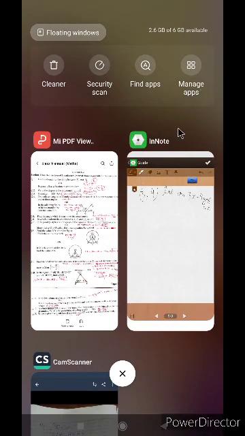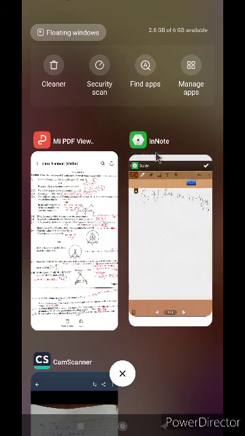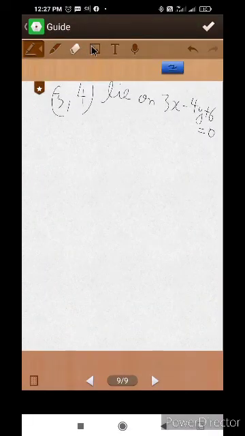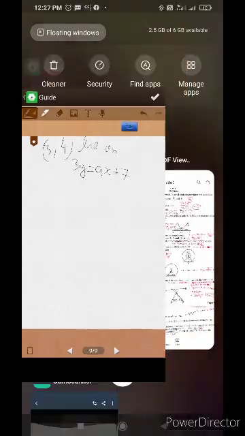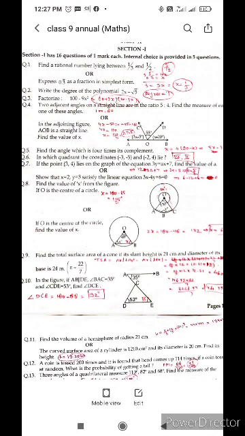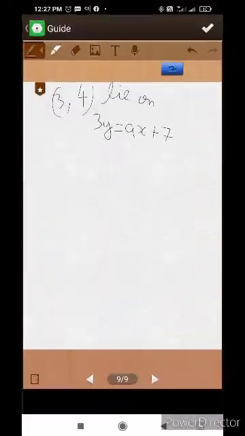So equation is given 3y equals to ax plus 7. Okay, 3 comma 4 lie on the graph of equation 3y equals to ax plus 7. Find the value of a.